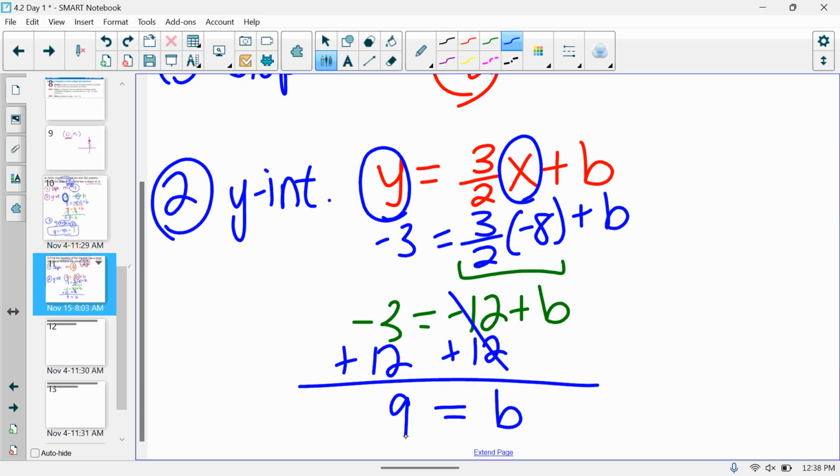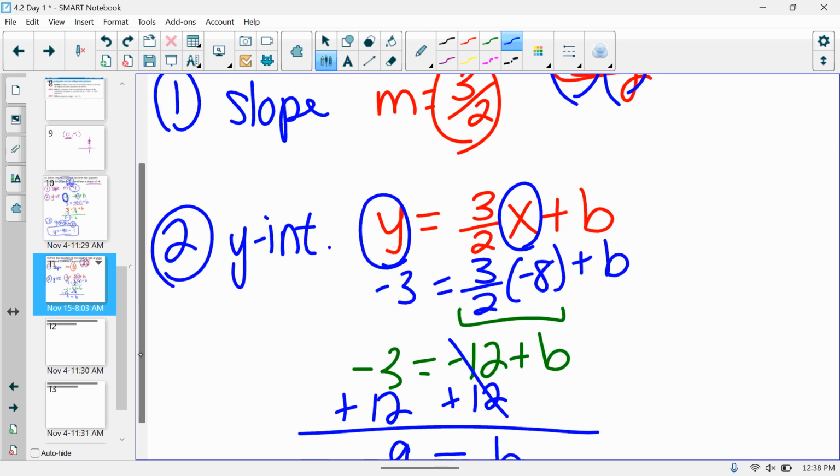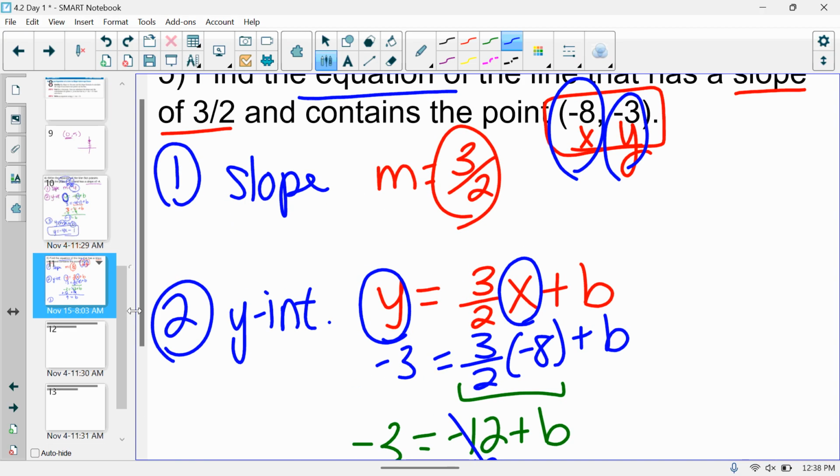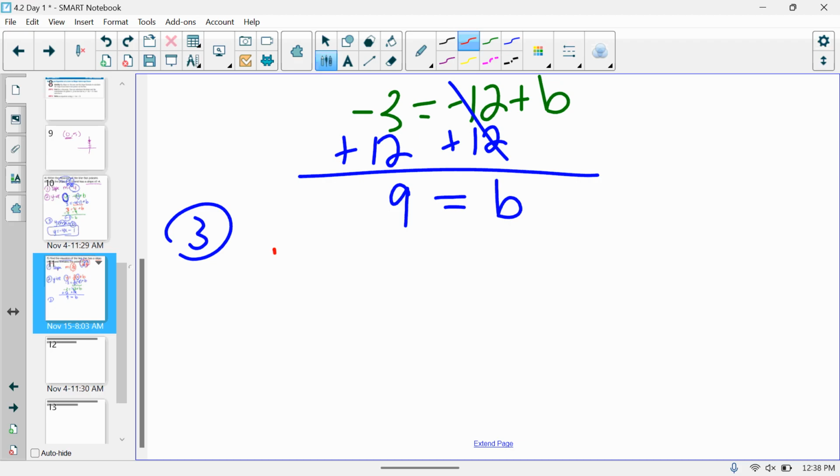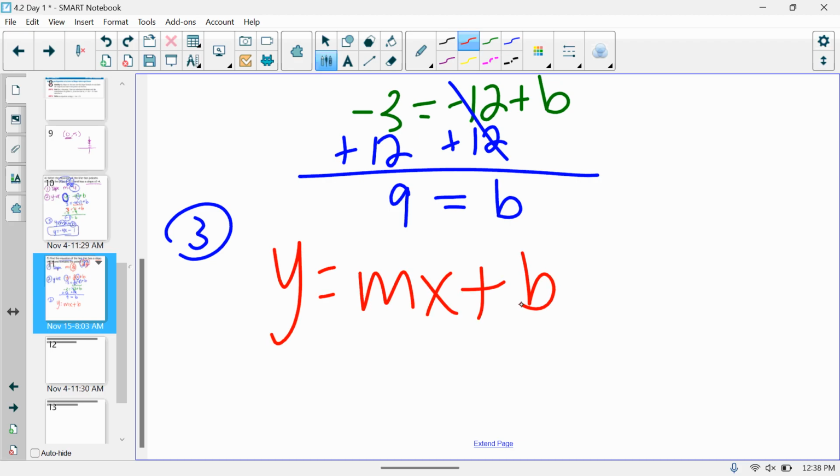How many of you got 9 for your, what did we just find? Yeah, but what does b stand for? The y-intercept, right? So that's not our answer. There's a third step because the question said write the equation, right? So we got to tell what the equation is now. Like we got to go back to y equals mx plus b. What's my final answer going to look like? Kale.